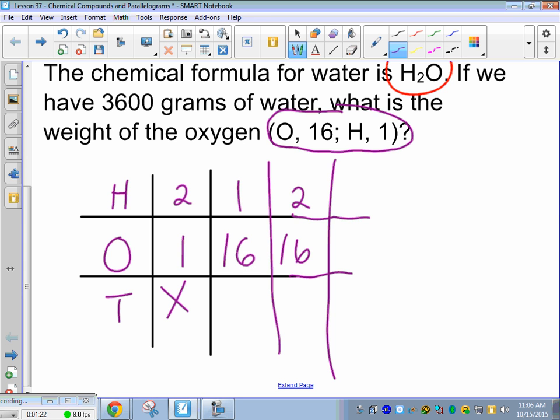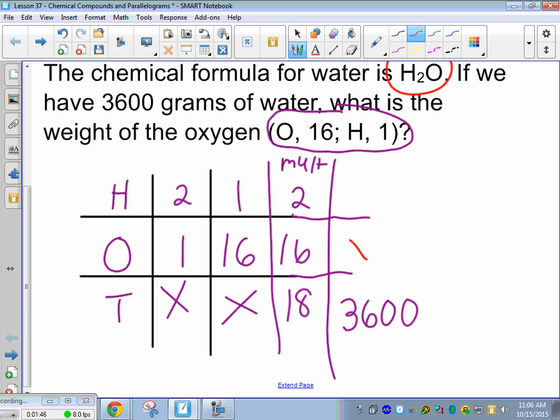That gives me 16. We're not going to add here. We're going to add after we multiply. So I'm going to title this my multiplied column. This gives me 18 total. All right. So now it says we have 3,600 grams of water. That would be the total number of grams of water. What is the weight of the oxygen?